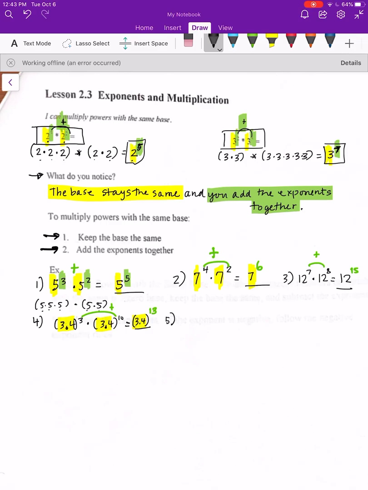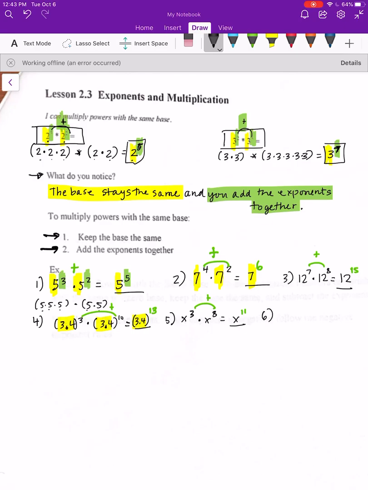So how about variables? X to the 3rd times x to the 8th. Keep your base the same, which would be x. And then add the exponents. 8 plus 3 is 11. So it would be x to the 11th power. Doesn't change anything. It certainly doesn't change anything.